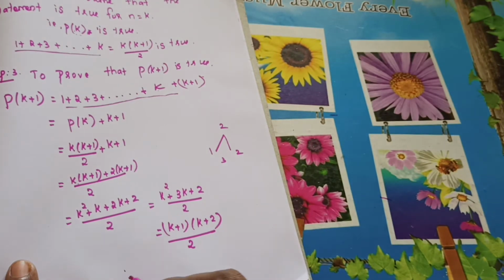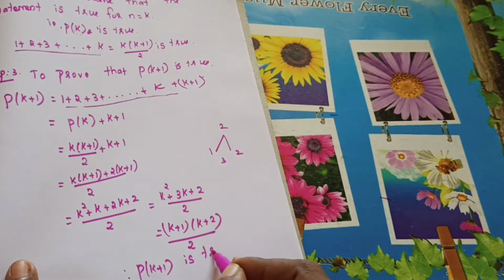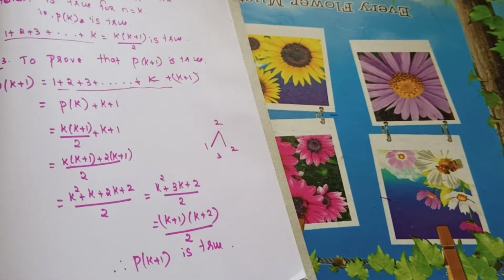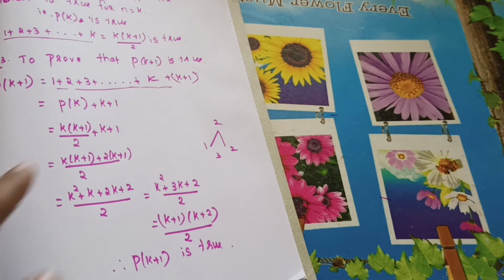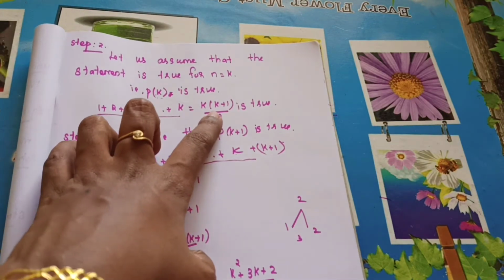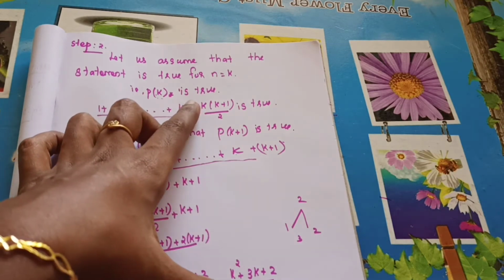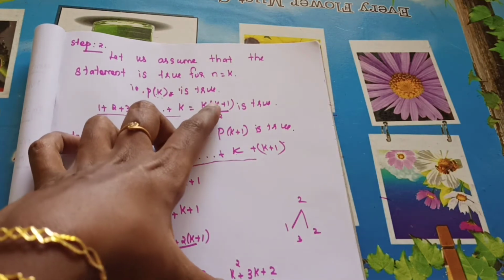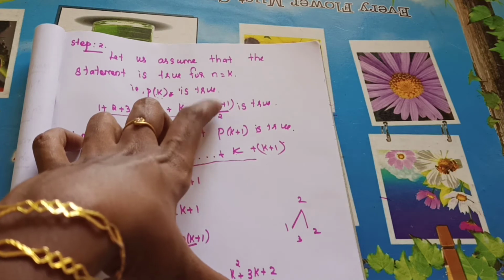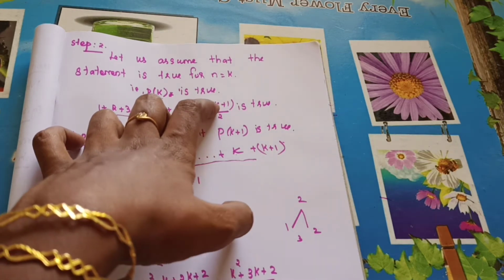Now therefore P of k plus 1 is true. Now you will have a doubt. Ma'am, how is P of k plus 1 true? Shall we check now? Now this is P of k. In the place of k, we got k plus 1. So in the place of k, if we substitute k plus 1, what will happen?